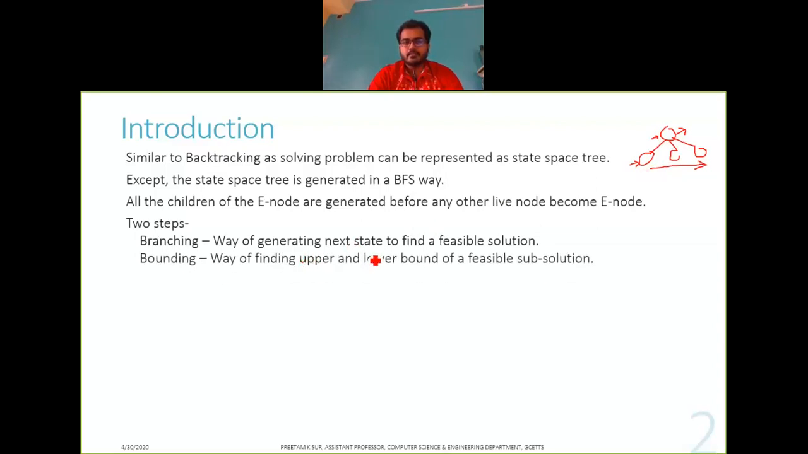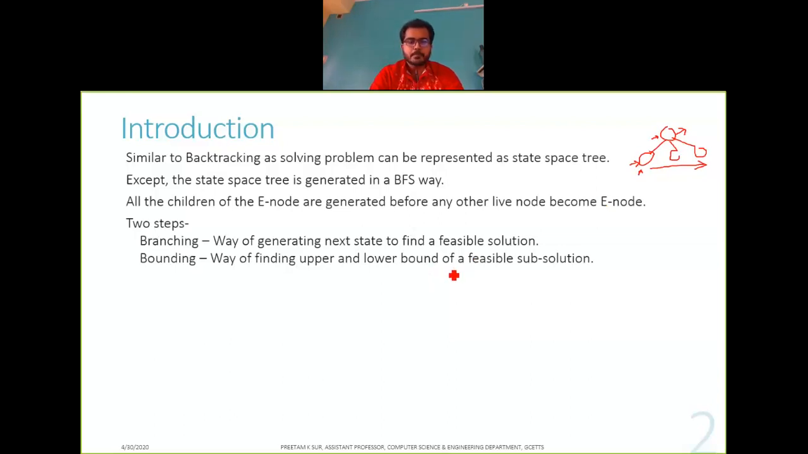And next is bounding. Bounding is actually finding the upper bound and lower bound of the feasible subsolution. So once we generate a child node, we try to find out the upper bound or lower bound for this node. From that information we can also tell what will be the upper bound and lower bound for this solution. Based on that information, we can discard some of the nodes from further expansion. So this upper bound and lower bound information helps us to bound the nodes.